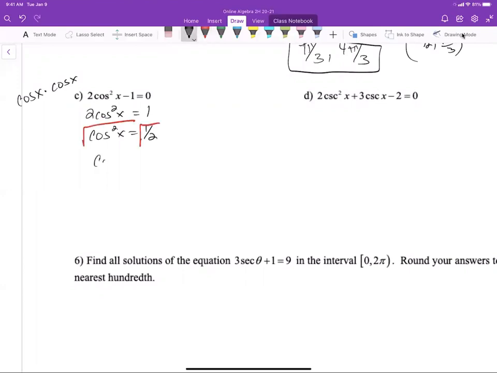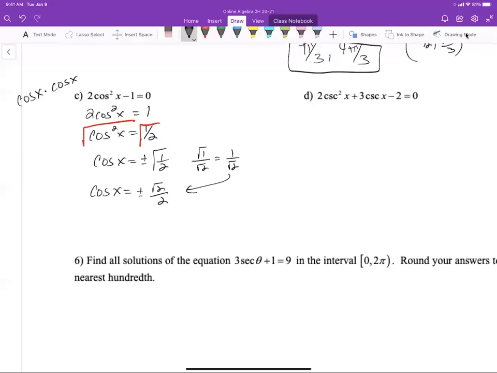So that will give me cosine of x is equal to, please do not forget that when you take a square root, it is plus or minus. So you will have plus or minus the square root of 1/2. That actually will simplify into cosine of x is equal to plus or minus the square root of 2 over 2. How did I get that? Square root of 1 over the square root of 2 is equal to 1 over the square root of 2. And then I multiply the top and the bottom by the square root of 2 to get that.